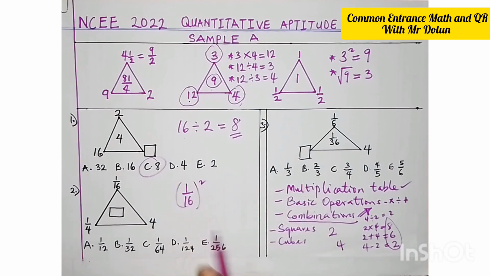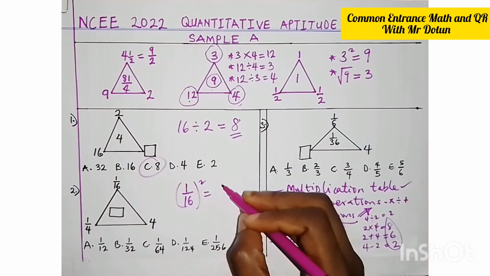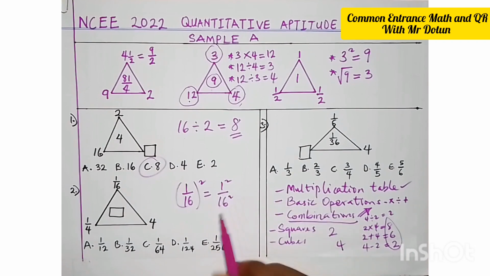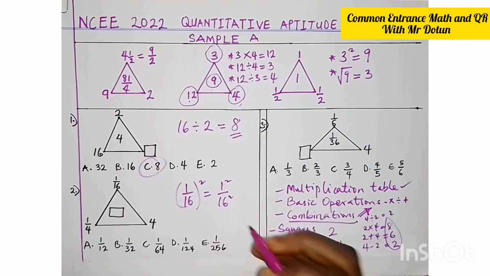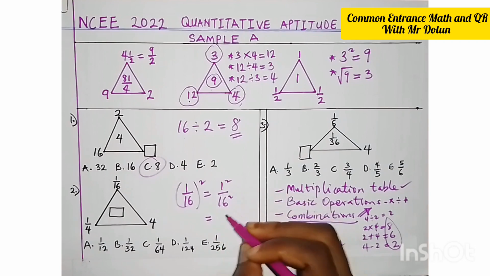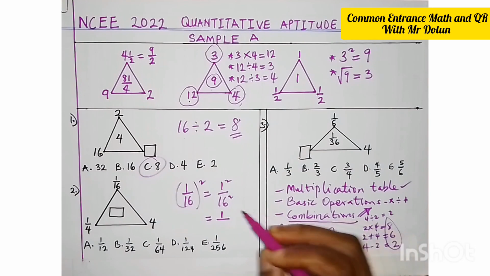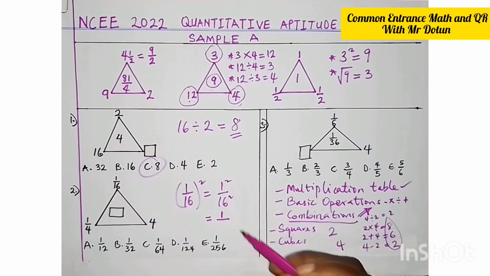So I'm going to square 1 over 16 because it's a fraction. You must put it in brackets because the square would affect both the numerator and the denominator. So this is what you would have: 1 squared over 16 squared. So I have 1 squared is 1. 16 squared. Okay, if you have not mastered it, you should have mastered it before your exam.